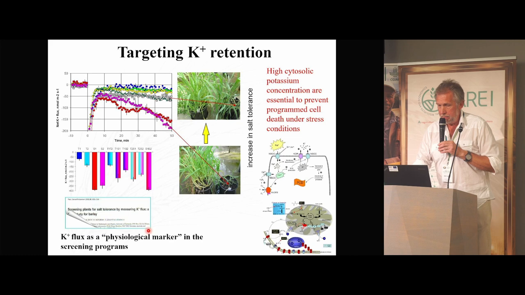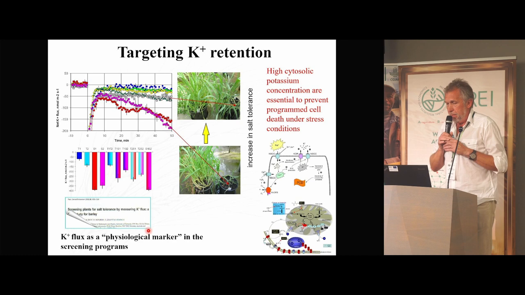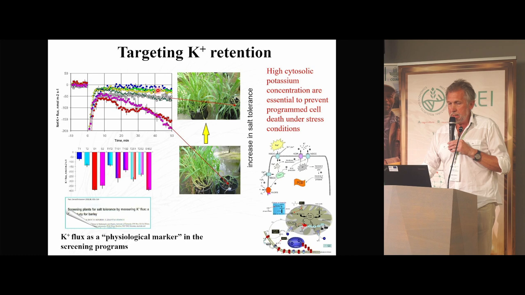What we did was apply this technique to look at the importance of potassium retention in salt tolerance in barley, and that was work about 15 years ago. We looked at contrasting varieties, and we found that varieties which are really tolerant, this being the result of 1 month of glasshouse salinity treatment, lose very little potassium. The lower down on the scale here, the more sensitive the plant is. And this is a sensitive variety which was killed within a month.